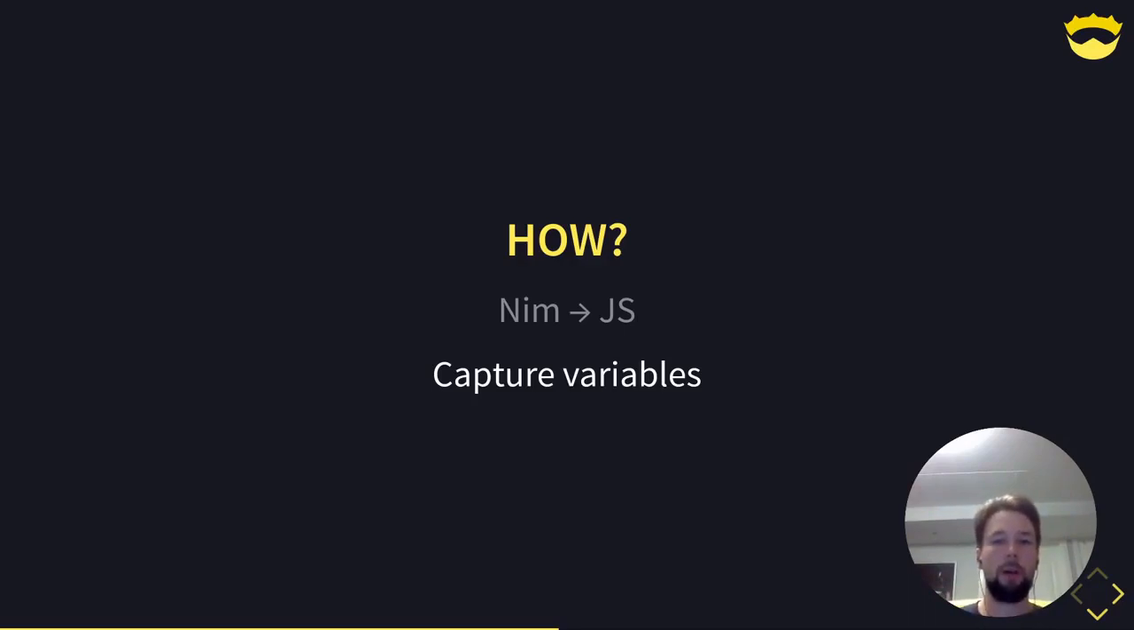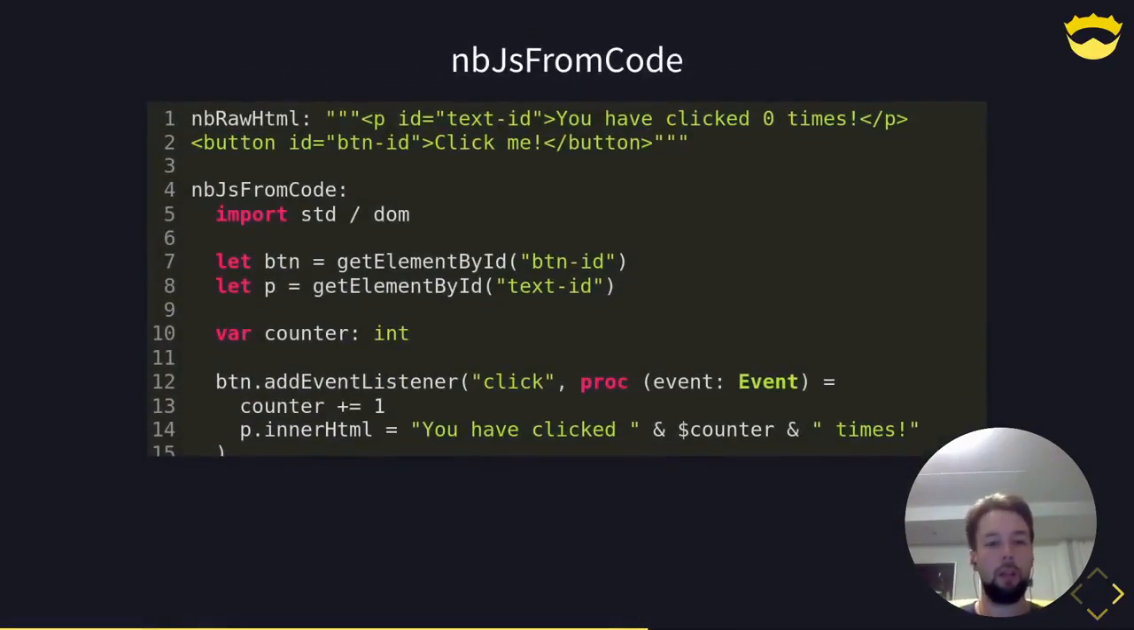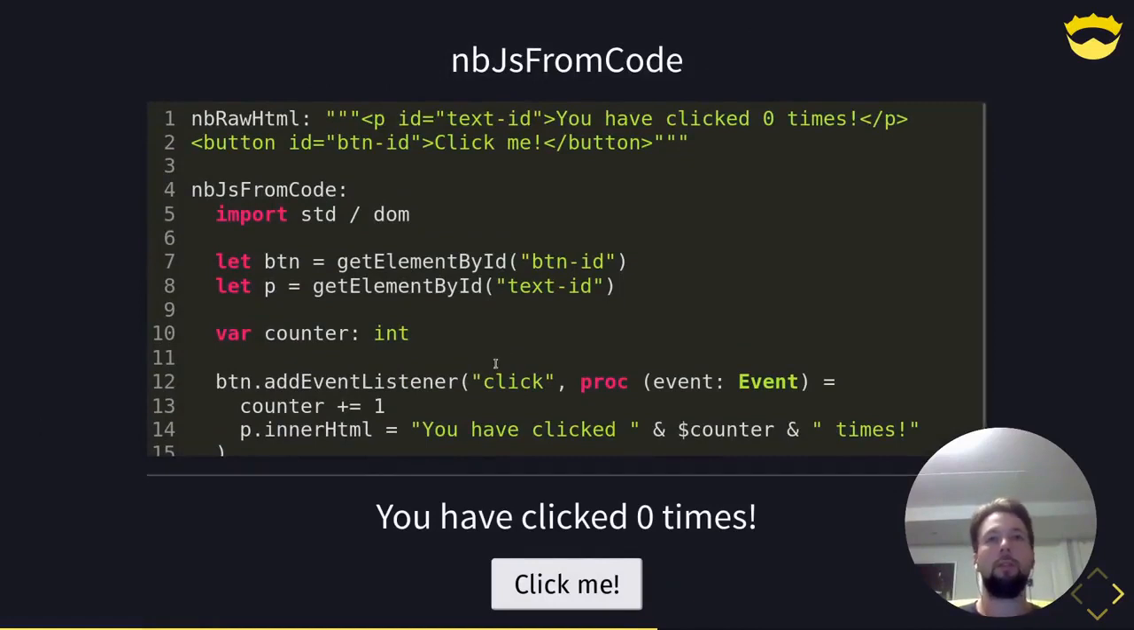But let's start off with the API. The two main functions that we'll use are nbjs from code, where everything you give to it will be compiled to JavaScript, and then, if you want to use Karax, a front-end library written in Nim, you can use nbKarax code, which is just some sugar on top of nbjs from code, specifically for Karax. So let's look at an example now. And the result that we will get is this button we can click, and then it will count it for us.